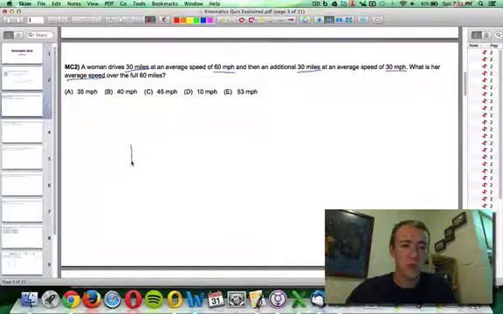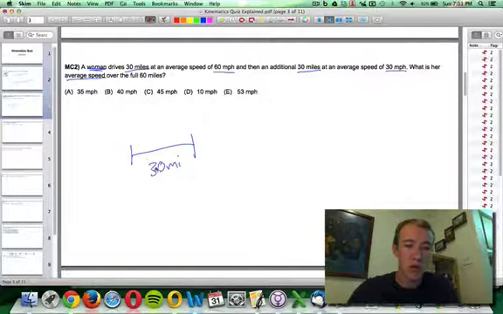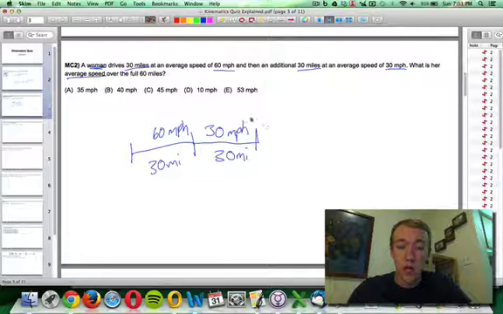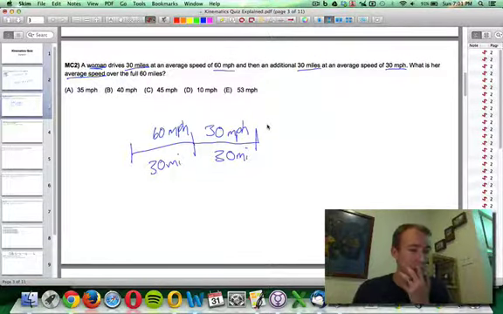Let's draw a little picture here that helps us. For this first 30 miles, this woman driving, I like to think of this as my grandma, we'll call her Gram. Gram drives these first 30 miles at 60 miles per hour. Then the next 30 miles, Gram drives at 30 miles per hour. And if we were just to add those up and take the average of the two, what's wrong with that?